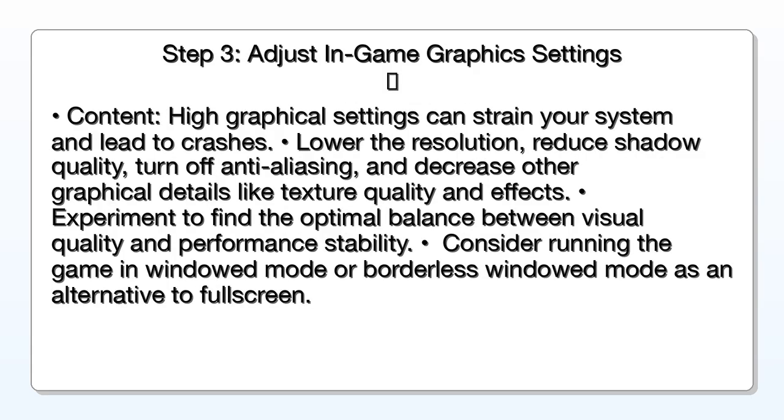Step 3: Adjust in-game graphics settings. High graphical settings can strain your system and lead to crashes. Lower the resolution, reduce shadow quality, turn off anti-aliasing, and decrease other graphical details like texture quality and effects. Experiment to find the optimal balance between visual quality and performance stability. Consider running the game in windowed mode or borderless windowed mode as an alternative to full screen.